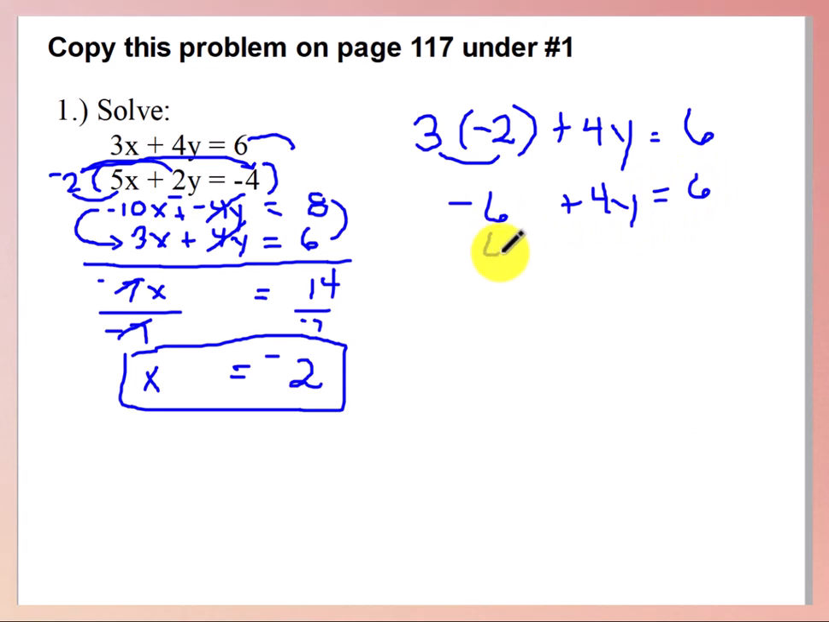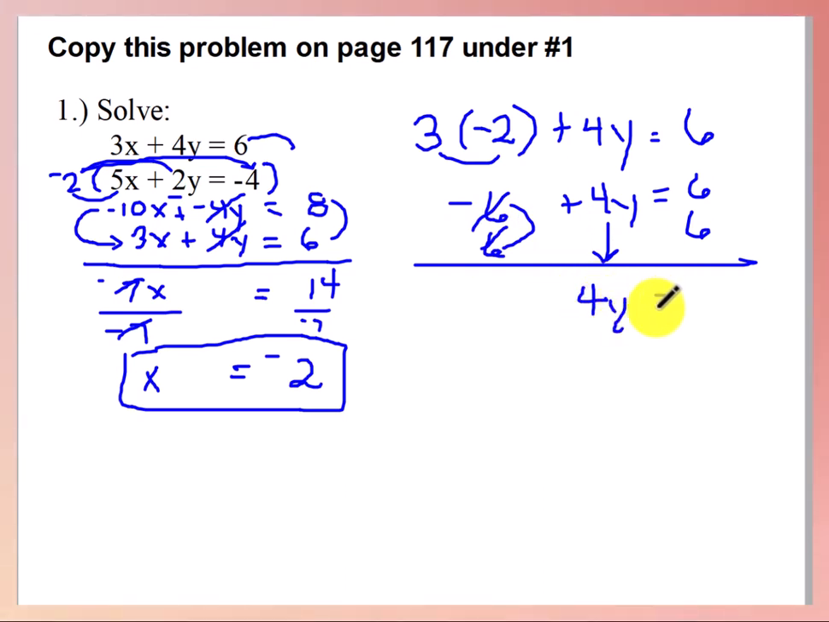Add 6 to both sides. 6 plus negative 6 is 0. I'll just mark through that. I won't write the 0, but I'll bring down the 4y, bring down the equal. 6 plus 6 is 12. Divide both sides by 4. Mark through the 4 over 4 because 4 over 4 is 1. 1 is an identity. We don't write that. 1 times y, we just write y. Y equals 12 divided by 4, which is 3.